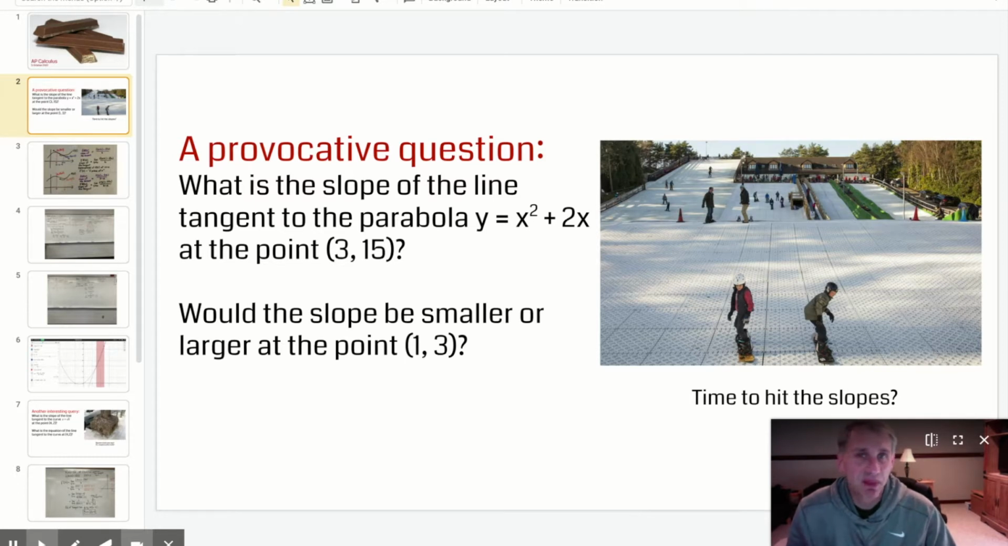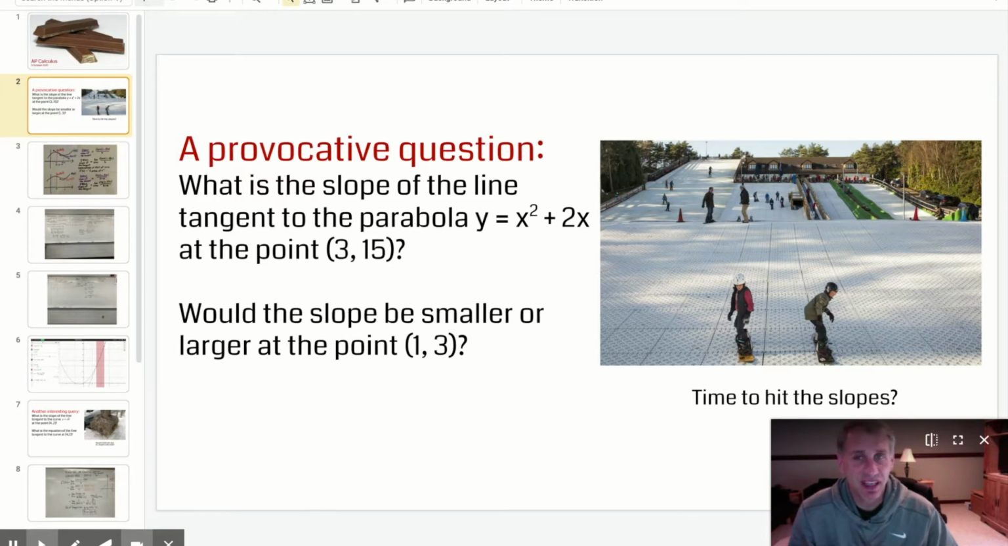So I have a provocative question to get things going here today. This is a question we've been talking around a little bit even in AP Calculus so far. We've been talking about secant lines, we've been talking about limits, and then we've had in the background this idea of instantaneous rate of change, or what the slope of the tangent line might be.